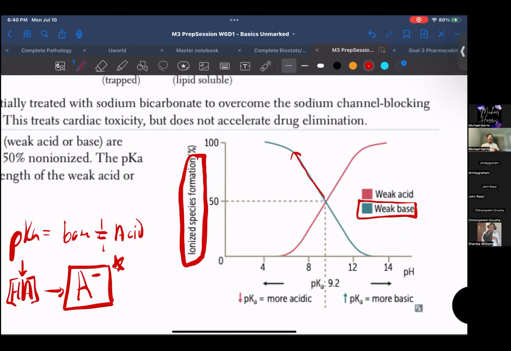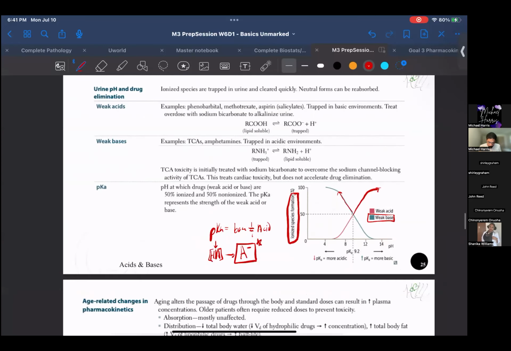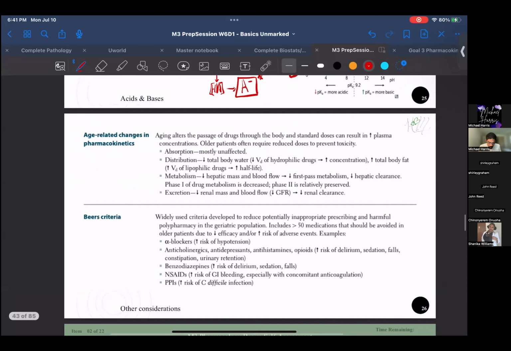Then you make it more basic so you could rip that hydrogen off and make it more ionized. Does that make sense? Okay, good.